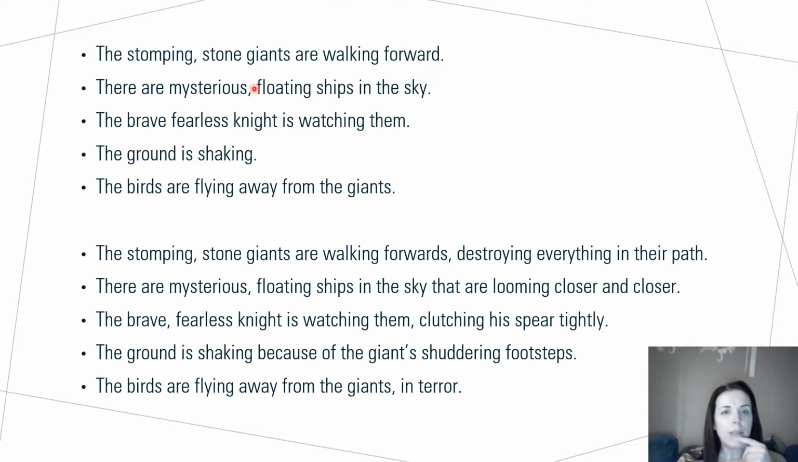Okay, so let's start with the first sentence here. The stomping stone giants are walking forward. Okay, so I wanted to explain a little bit more about that. So I had a look at the picture and I saw that actually the earth, the bushes, the grass, the trees were being destroyed as the giants were walking forward. So I thought I could add that to this sentence to explain what actually does that mean? What can I see happening as the stomping stone giants are walking forward?